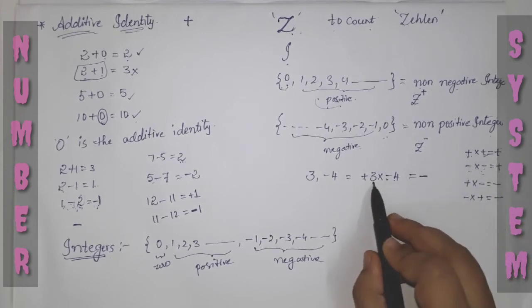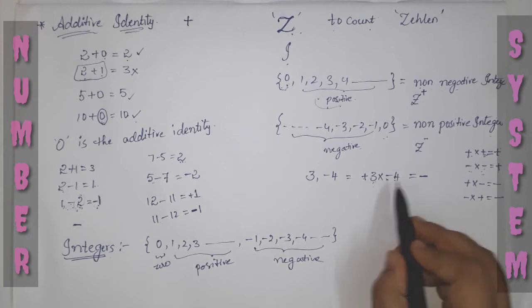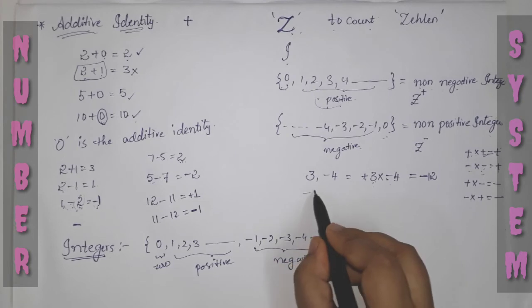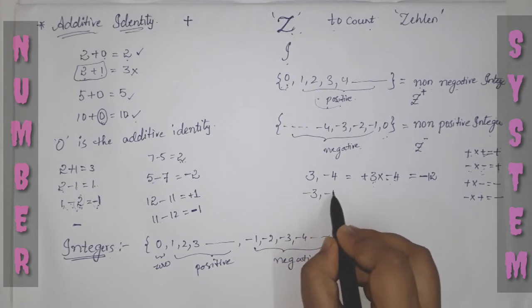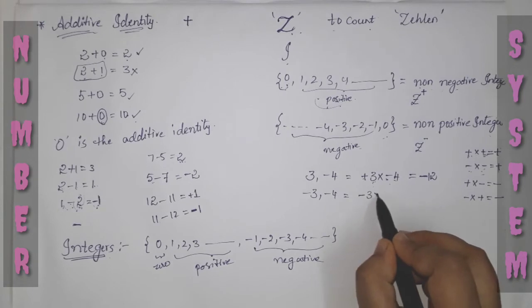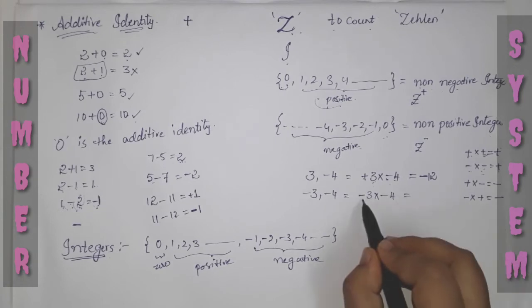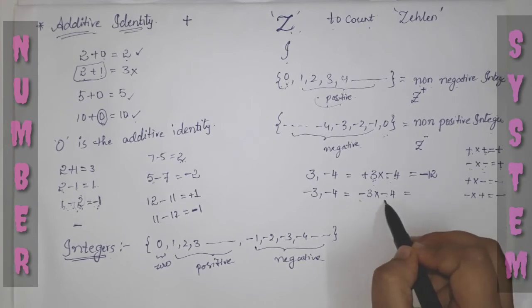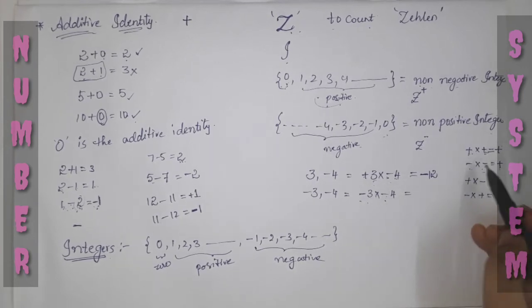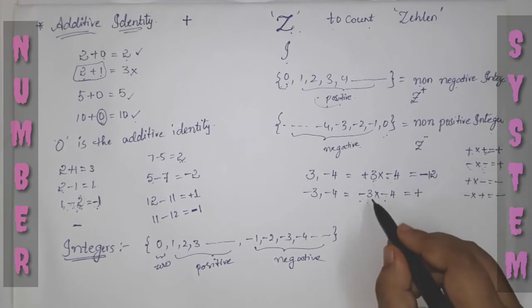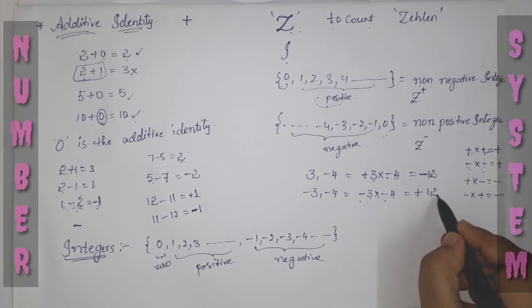What are the numbers here? 3 and 4. 3 4s are 12. So -3 and -4 I am taking here. How can we write? -3 into -4. Same sign or opposite sign? Here minus and here also minus. So minus into minus. Same means I have to take plus. 3 4s are 12.